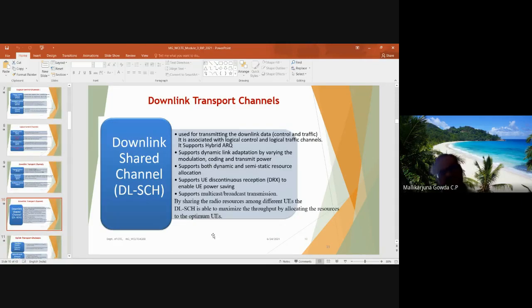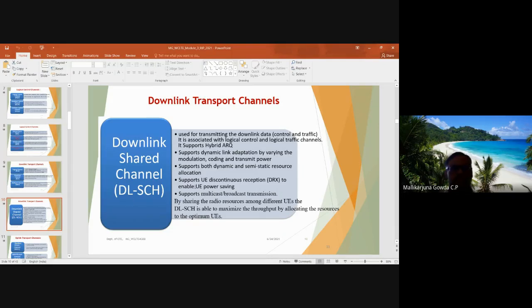The next downlink transport channel is the downlink shared channel. This downlink shared channel is basically used for transmitting the downlink data, both control and traffic. This transport channel is associated with the logical control as well as the logical traffic channels. It supports hybrid ARQ. Downlink shared channel supports hybrid ARQ. You know what the purpose of hybrid ARQ is?